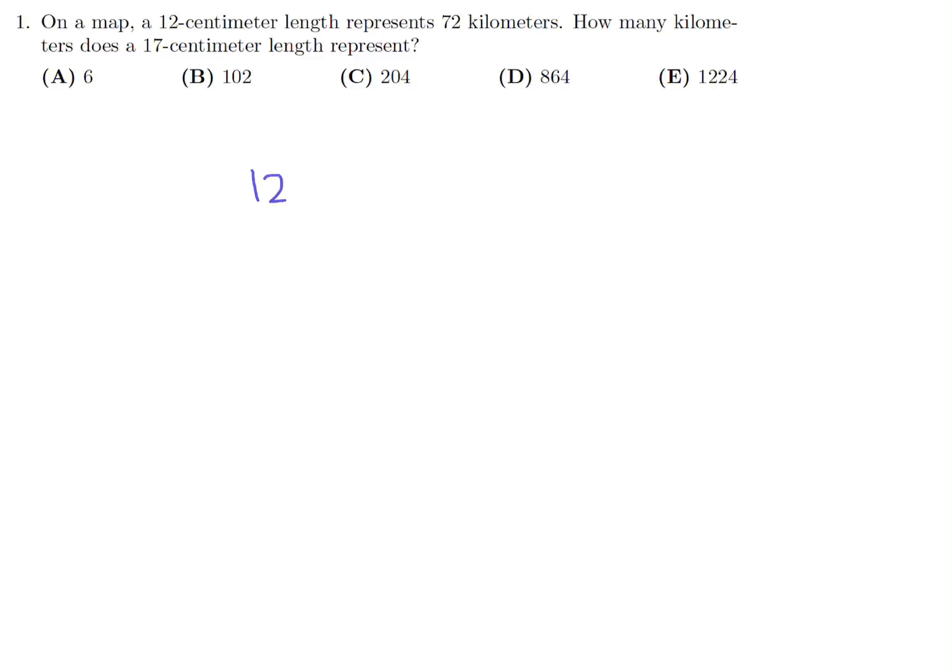So the ratio is 12 centimeters over 72 kilometers, and that is known as a key or a scale on most maps. We are told that we've got a 17 centimeter length on this map. How many kilometers does it represent? So that's essentially the mathematical equation.